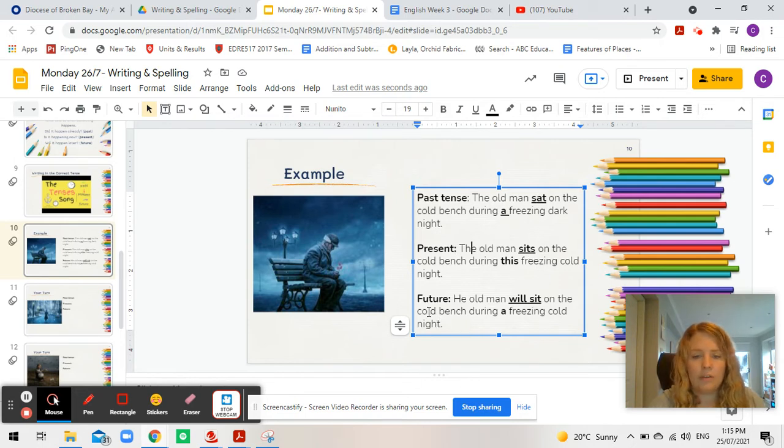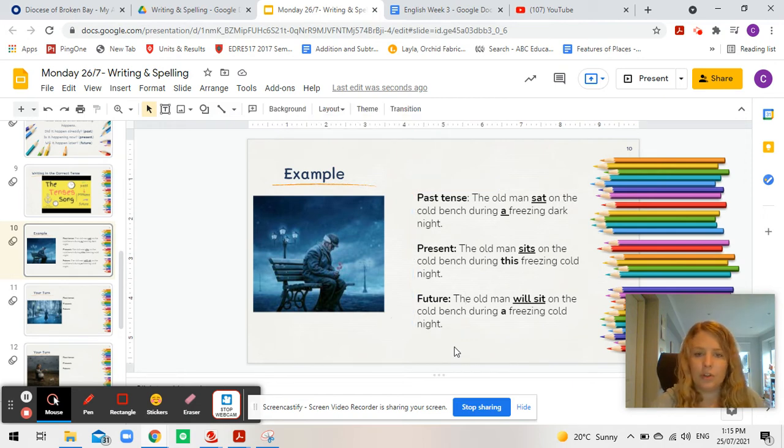And now I've got the future tense sentence. The old, change that again, the old man will sit on the cold bench during a freezing cold night. So that's saying that's something that will happen in the future. So see how I've written the same sentence in 3 different ways, showing 3 different periods of time.